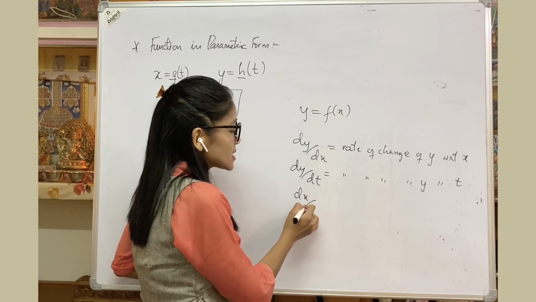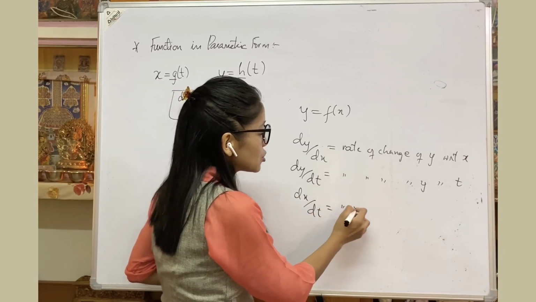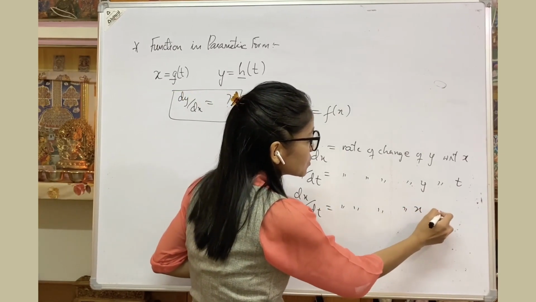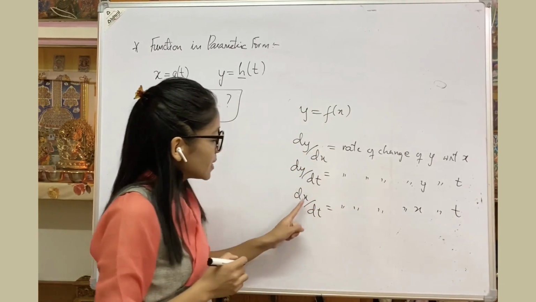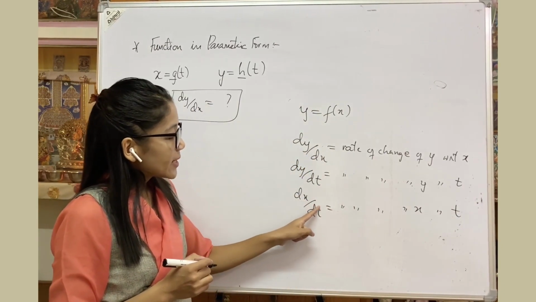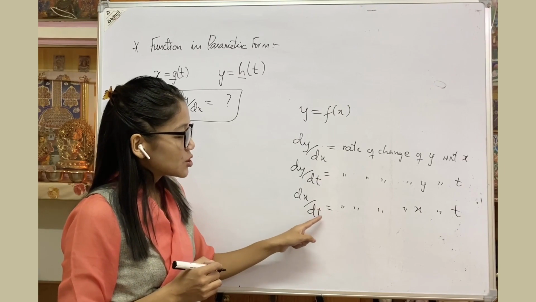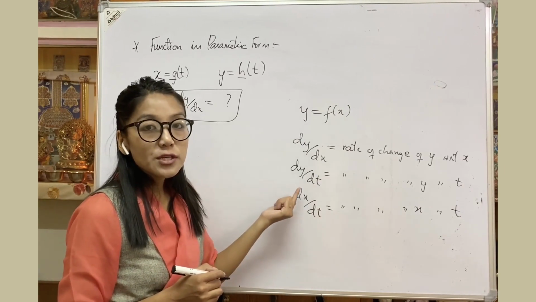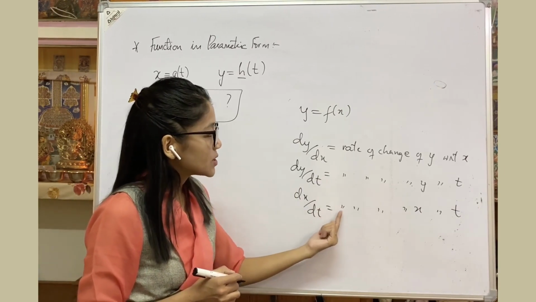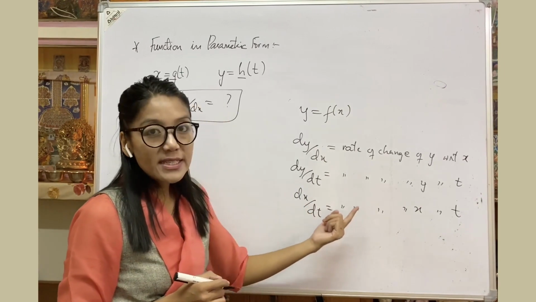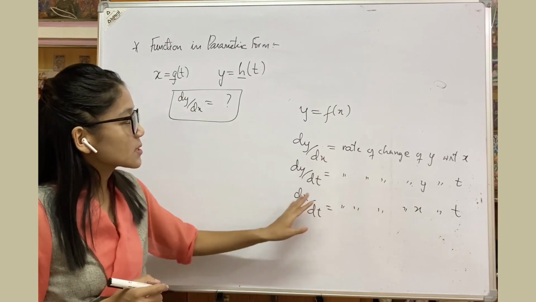When you write dx by dt, then it is the rate of change of x with respect to t. So as you make some changes on t, what will be the rate of change of x? So that we are finding out, dx by dt. Okay, so you should be clear with this concept.